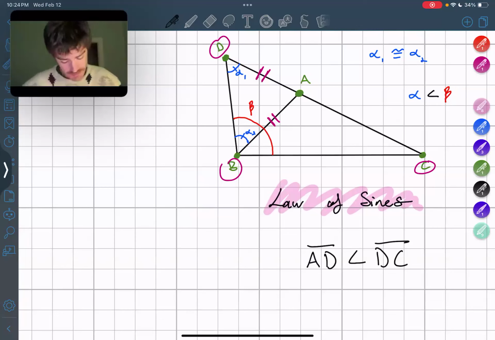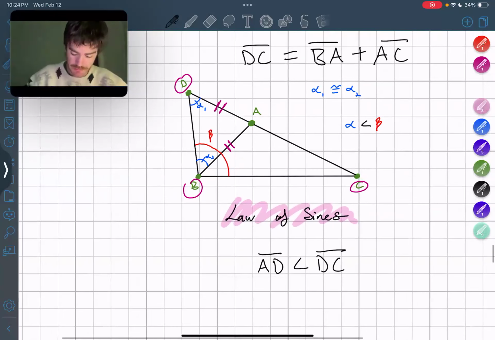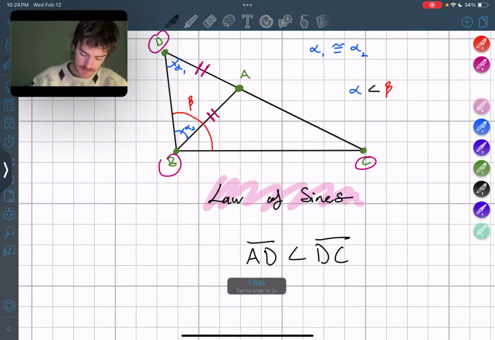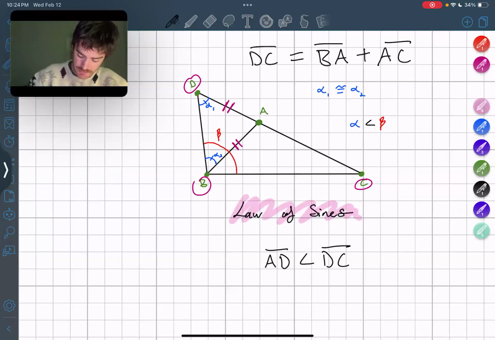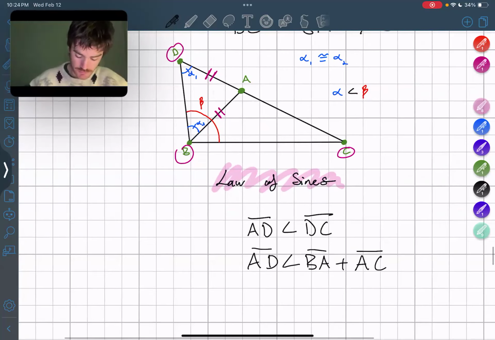This isn't that helpful until we realize what we wrote up here about DC, which was that DC is equal to BA plus AC. So let's just rewrite: AD is less than BA plus AC. And this is true for all triangles.